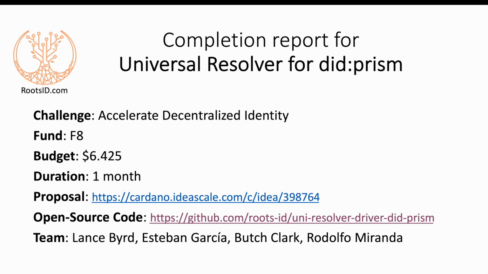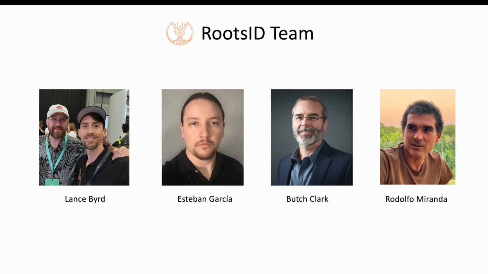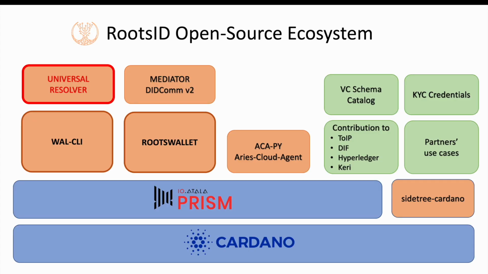This is the completion report for the project Universal Resolver for DID Prism that was on the challenge Accelerate Decentralized Identity on Fund 8. The Roots ID team is composed by Lance, Esteban, Batch, and myself. In Roots ID, we are providing open source building blocks for the self-sovereign identity ecosystem in Cardano. We already delivered several components, and now we are focusing on this one that is called Universal Resolver.